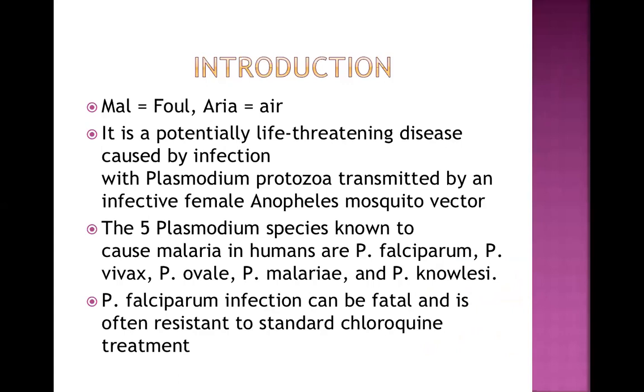Now, malaria is a very common disease and it is affecting so many countries in the whole world, especially the tropical countries. But it is endemic in many different countries in the world. The meaning of malaria is foul air. This is the literal meaning actually. It is a life-threatening disease caused by a particular parasite, and the name of that parasite is Plasmodium. But Plasmodium alone cannot cause the disease. We need a vector, and the vector is the female Anopheles mosquito.